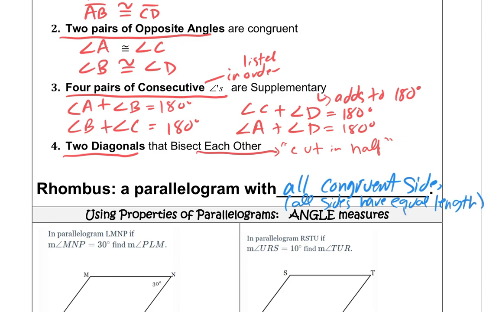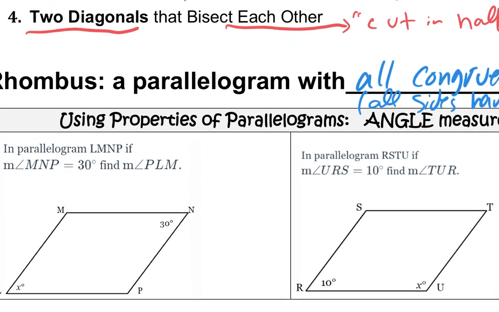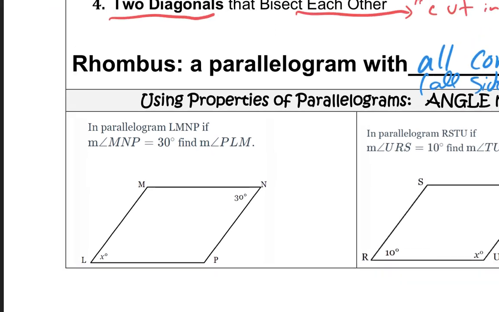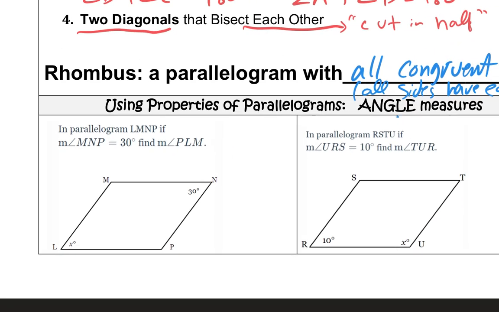All right, let's get right into some practice just like we do. First we're going to talk about the angle measures. What did we say about the angles? Let's take a look. It says this is a parallelogram, so we know that we're going to use those properties of parallelograms. It says angle MNP is 30. So let's kind of trace that out.